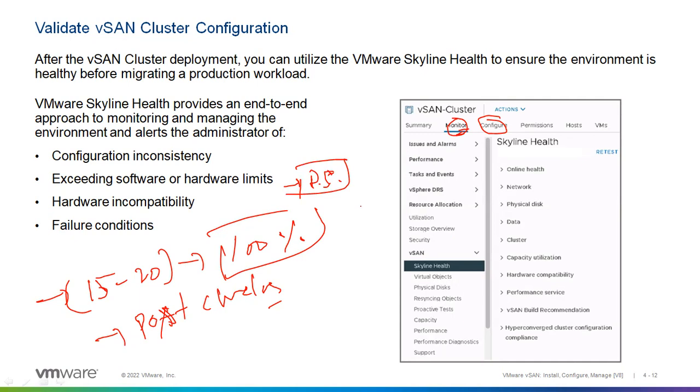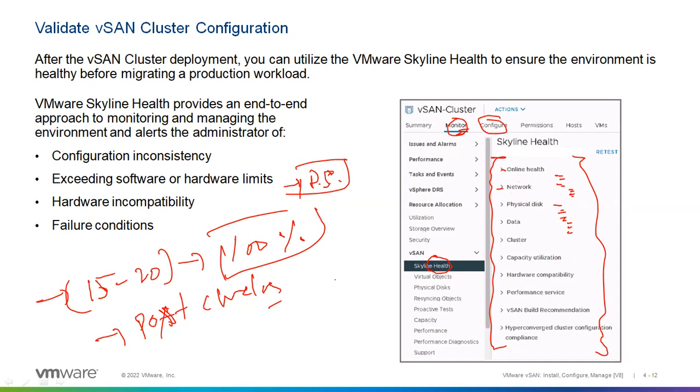Almost all of these configurations you will get in Skyline Health. You will go to Monitor, Skyline Health, and you will find a big list of parameters that will be checked automatically. You will expand it and get a lot of parameters, network for example. If you are getting some warning or error, you don't need to go to each and every component individually. Just come here, expand it and check it.